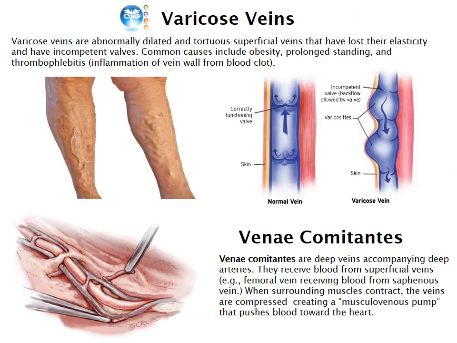Let's take a minute to talk about incompetent or varicose veins. When the valves in superficial veins become incompetent, and when these veins lose their elasticity, the result is dilated, tortuous veins, which we call varicose veins. Here we see an individual with varicose veins at various locations. The term vena comitantes is used to describe deep veins that course with deep arteries. So here we see a couple of deep veins, and here we see a large artery.